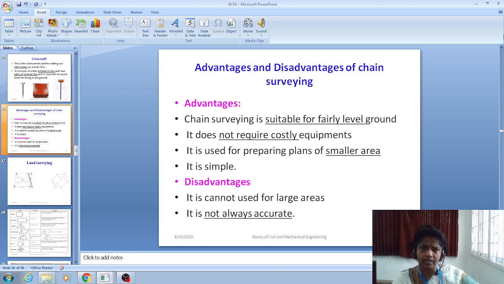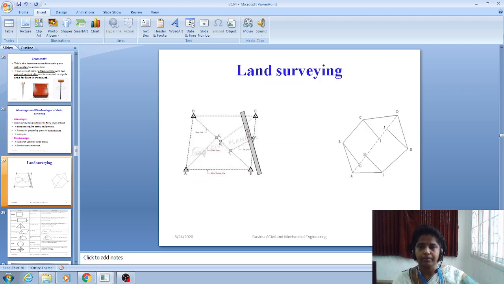Next, what are the advantages and disadvantages of chain surveying? The advantages: it is suitable for fairly level grounds, but not suitable for large areas. It does not require costly equipment, and it is used for preparing plans of smaller areas. It is very simple. The main disadvantage is that it is not used for large areas, and it does not give accurate readings. That is the advantage and disadvantage of the survey.